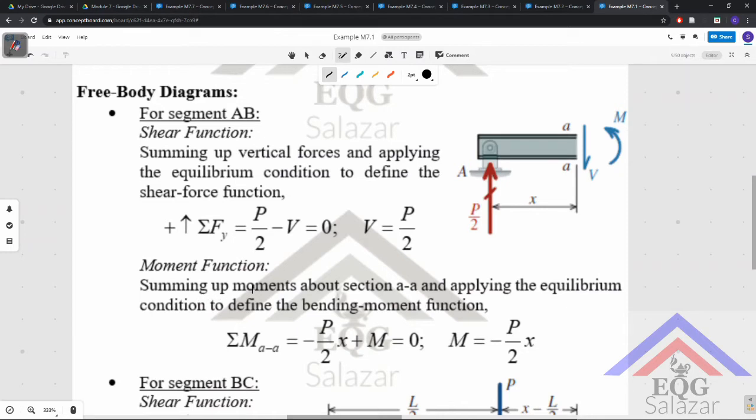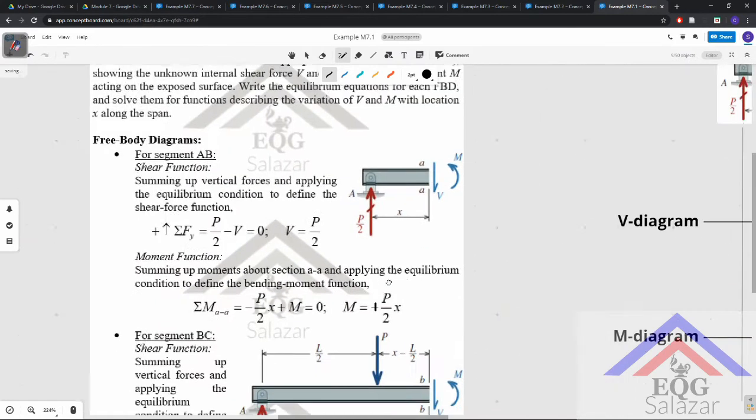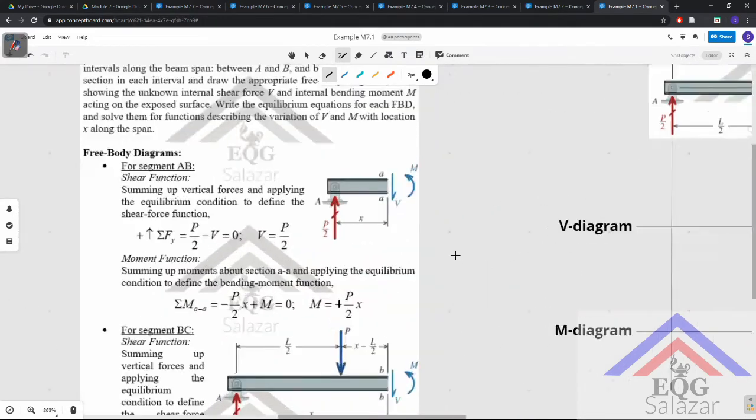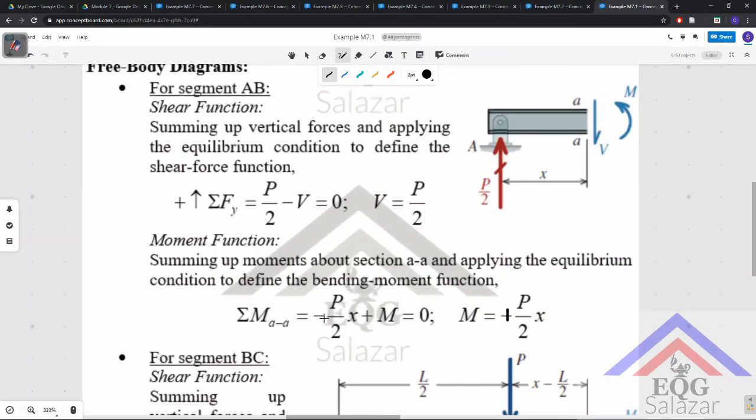And the moment function, by summing up moments about section AA and applying the equilibrium condition, we find that the moment is equal to negative P over 2 times X. Actually, this is supposed to be positive. Yeah, this is supposed to be positive. My mistake. Here it's negative, positive. So you transfer that. That's supposed to be positive.